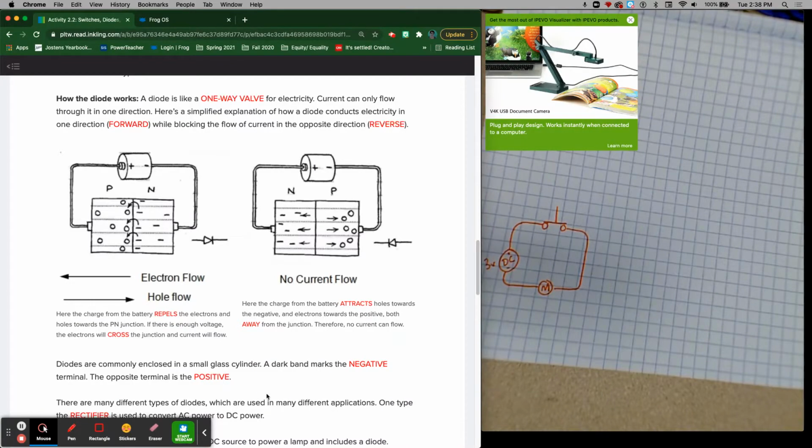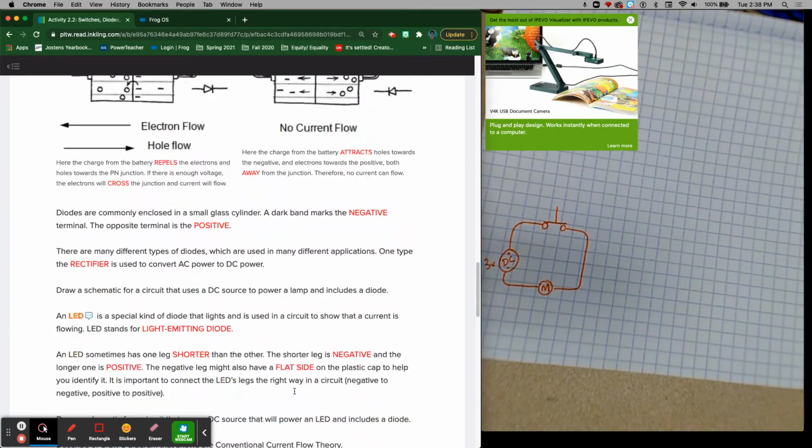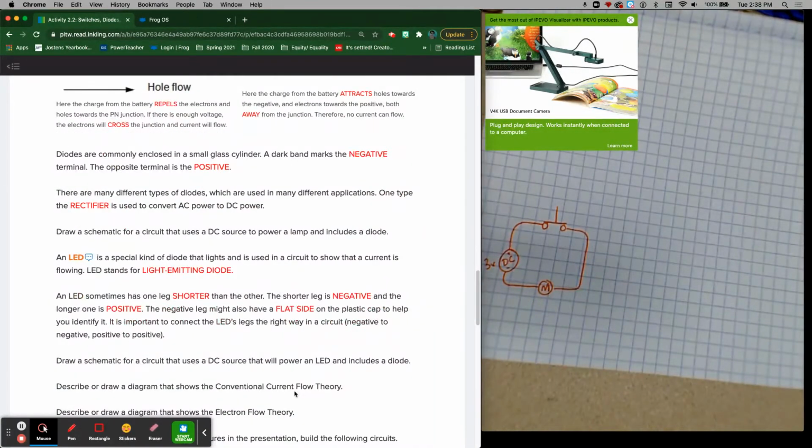Okay? Diodes are commonly enclosed in a small glass cylinder. A dark band marks the negative terminal. The opposite terminal is the positive. There are many different types of diodes which are used in many different applications. One type, the rectifier, is used to convert AC power to DC power.